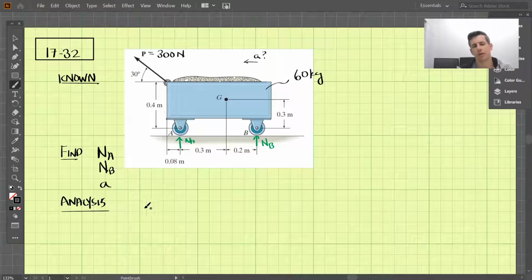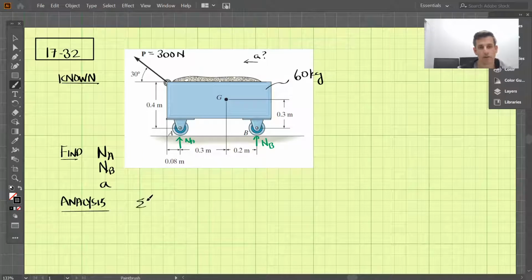All right, so a lot of people want to do this problem as a static problem, and it is not a static problem because this cart's moving. The normal forces NA and NB are not going to be equal, so it's accelerating here. So these forces are going to be different. So do not solve this doing static analysis.